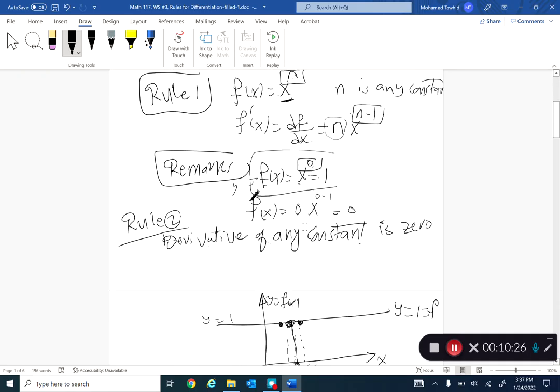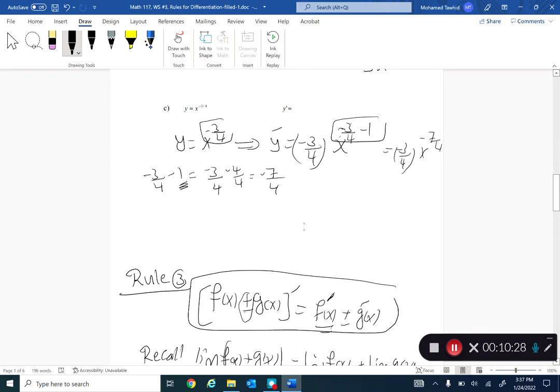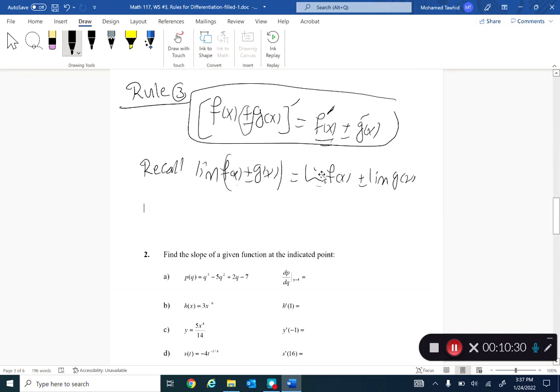Then this formula comes from the limit, because limit of f of x plus or minus g of x will be limit of f of x minus. So here's the derivative. You can distribute if you have plus or minus in the middle. If you have plus or minus in the derivative.